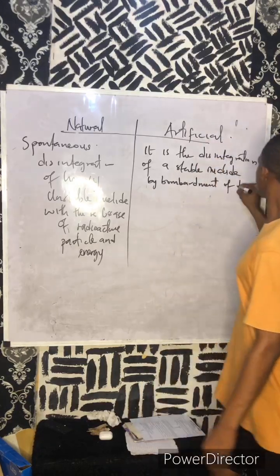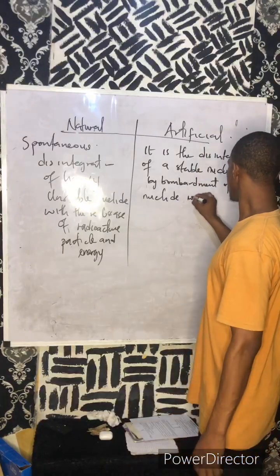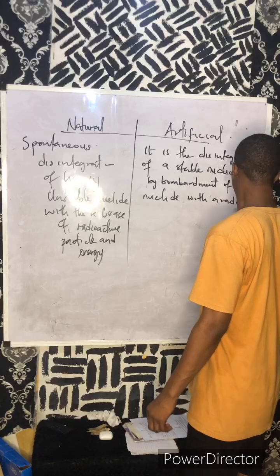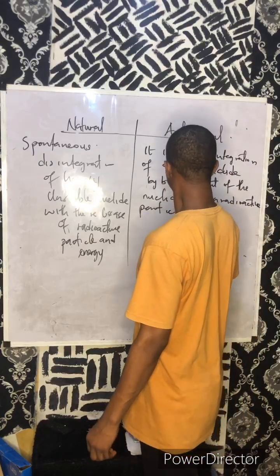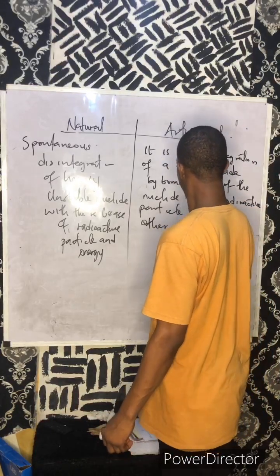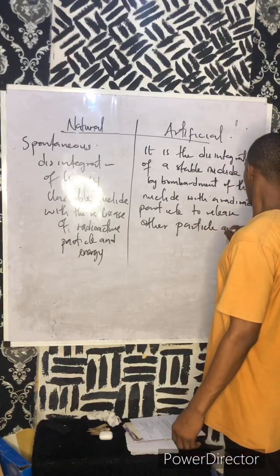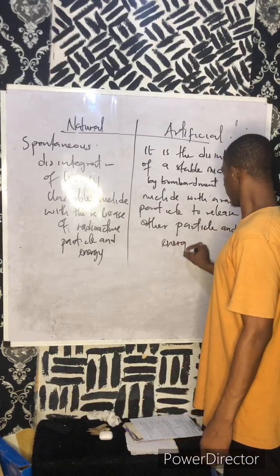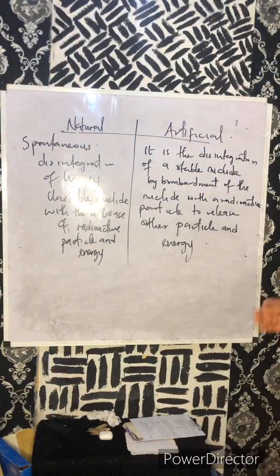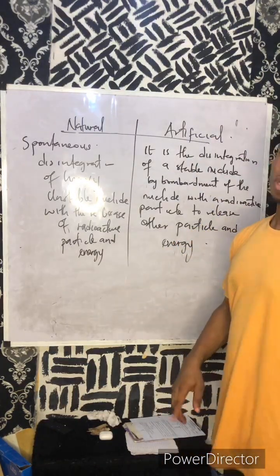By bombardment of the nuclide with a radioactive particle to release other particles and energy. Are you with me? So it is the disintegration of a stable nuclide by bombardment of the nuclide with a radioactive particle to release other particles and energy.